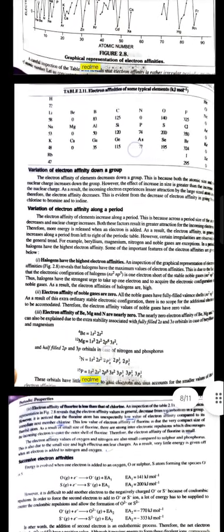Certain irregularities are observed. For example, beryllium, magnesium, nitrogen, and noble gases are exceptions. In the periodic table, halogens have the highest electron affinity. Some of the important features of electron affinity are given below. Halogens have the highest electron affinities. Electron affinity of noble gases is 0. Electron affinity of beryllium, magnesium, and nitrogen is nearly 0.